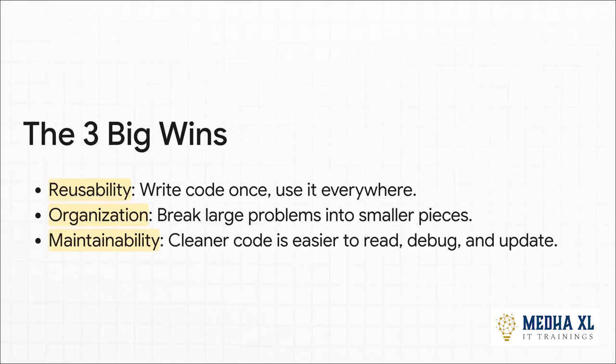So why is this such a big deal? Well, it really comes down to 3 huge wins. First, code reusability. You write that calculate area function one time, and you can use it 100 times if you need to. Second, better organization. You can break a massive, scary problem down into small, logical chunks. And third, you get clean, maintainable code that you or someone else can actually understand 6 months from now.